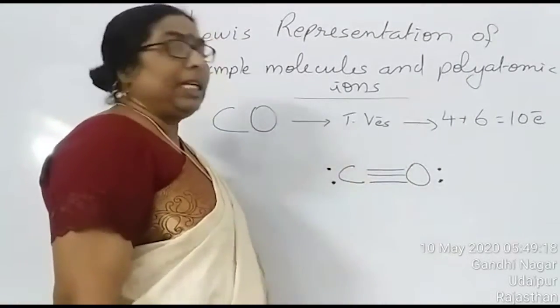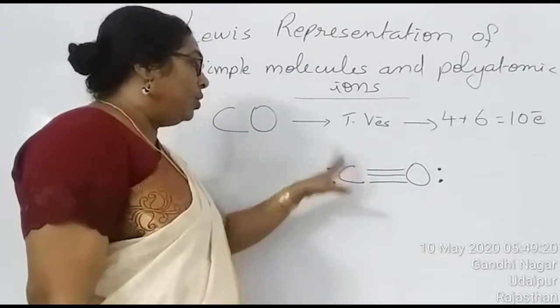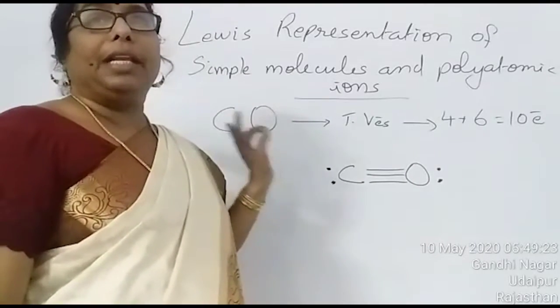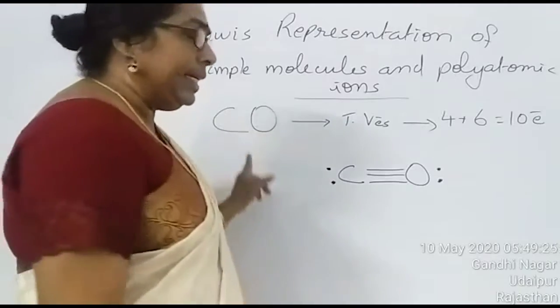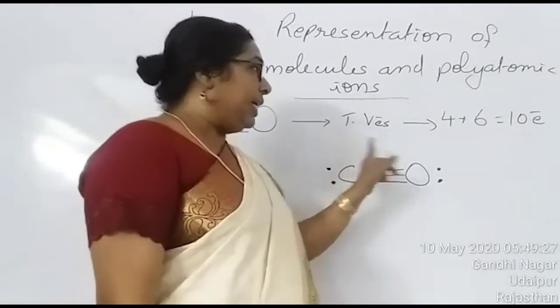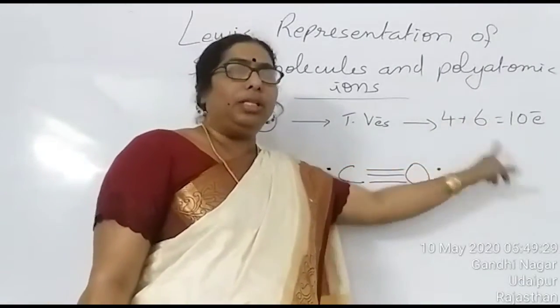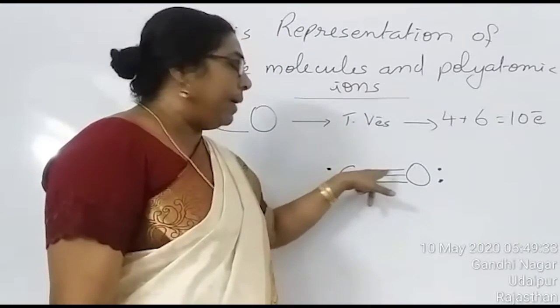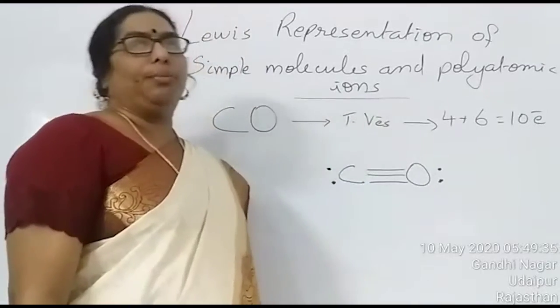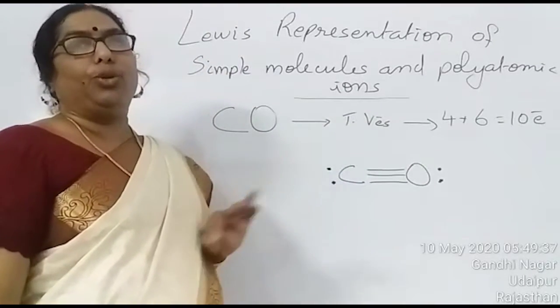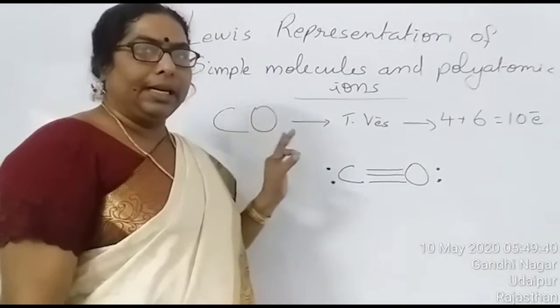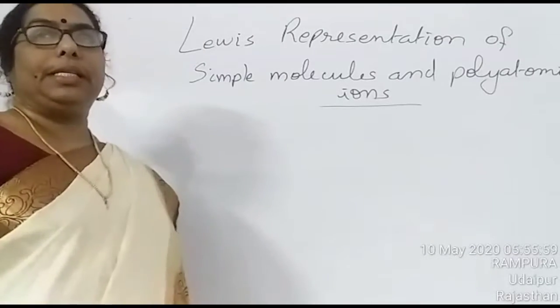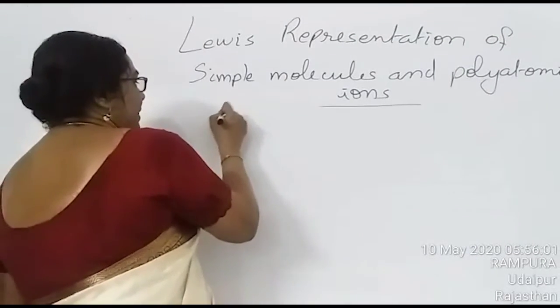That is how we have given all the 10 electrons, and you can see that both the atoms attain octet. Is it clear, children? So first we calculate the total number of electrons, then we arrange the atoms, then you have to first connect them by a single bond and then distribute the electrons so that both of them should attain octet. Is it clear? Let us continue with this Lewis representation with the help of another example.